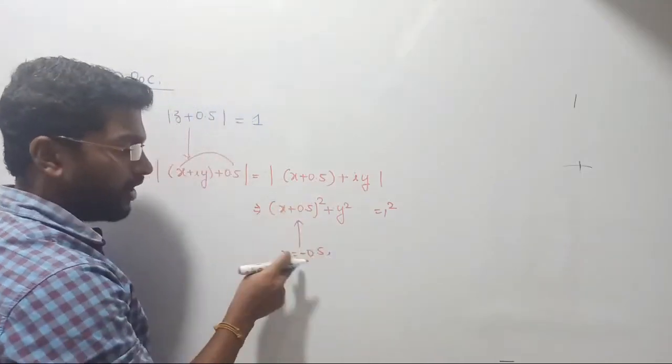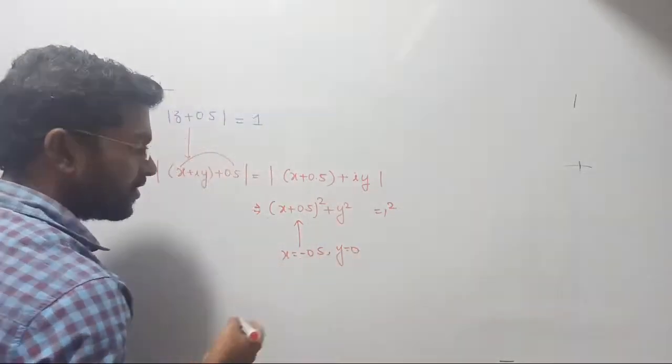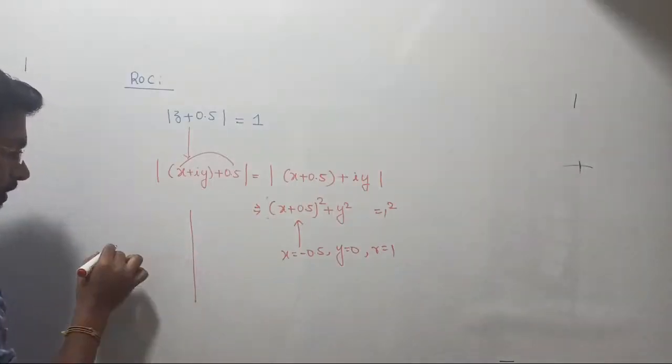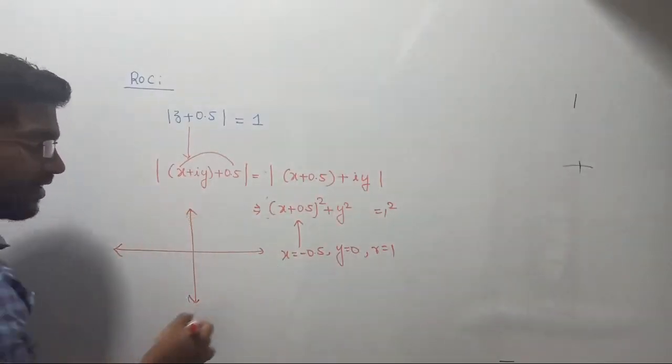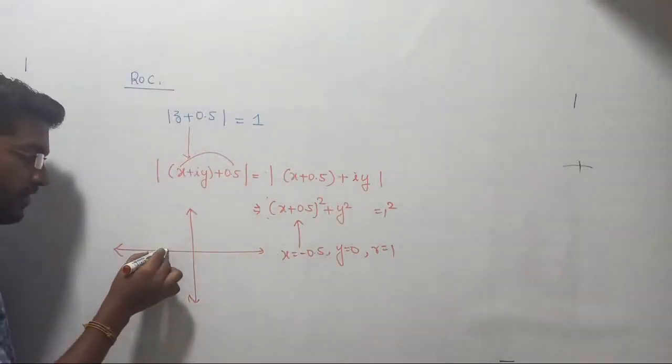X plus 0.5, so x equal to minus 0.5 and y is equal to 0. Clear? What about the radius? Radius is 1, such that if we draw the region of convergence for this function, the center is going to be exactly x equal to minus 0.5, on the real part. Minus 0.5 is somewhere here.